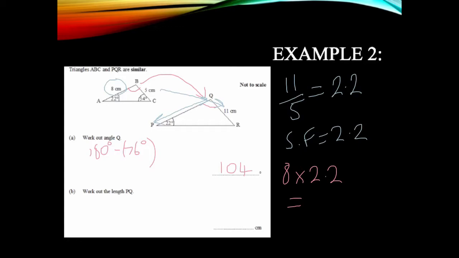We can do this in one of two ways. We can either use a calculator if it's on the calculator paper, or we can use our grid method to multiply, or we can maybe do it in our head. Let's see if we can do it in our head. 8 multiplied by 2 is 16.